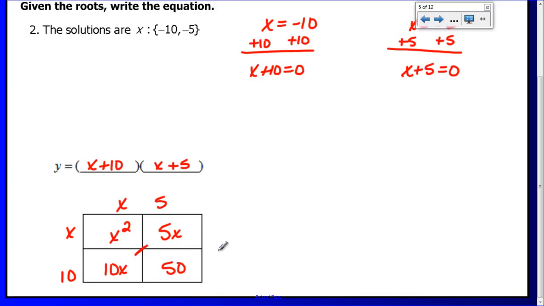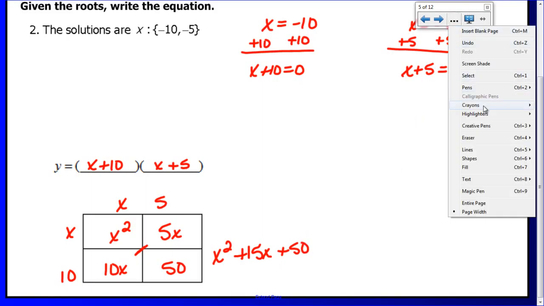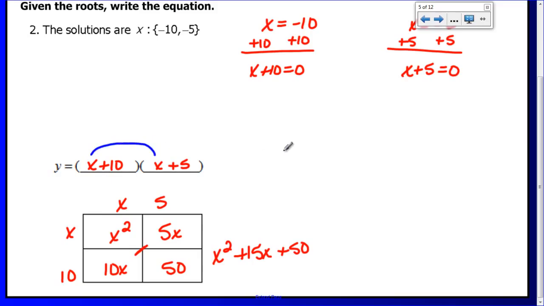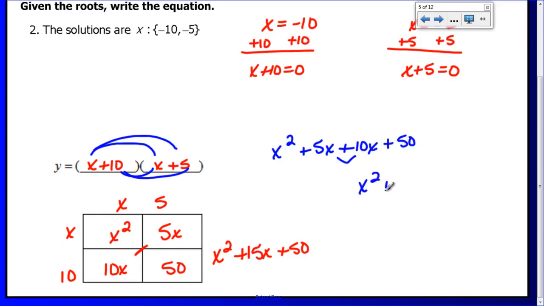Put your like terms together so you end up with x squared plus 15x plus 50. Or you can double distribute. So you multiply them together. You do x times x makes x squared. X times 5 is 5x. 10 times x is 10x. And 10 times 5 makes 50. Put your like terms together in the middle and you've got x squared plus 15x plus 50. So just like before, they are the exact same answer. Doesn't matter which method you use.